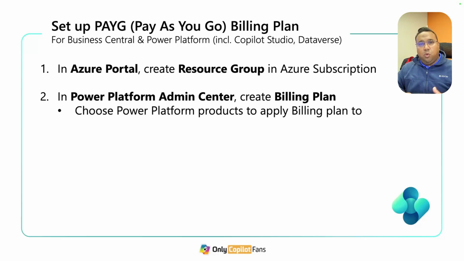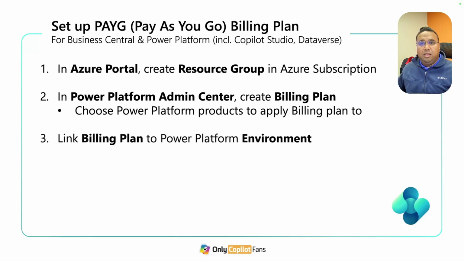It will also require us to choose which Power Platform products we're going to enable this billing plan for. At least Copilot Studio must be selected. You'll have other options like Power Apps, Power Automate, Dataverse. You can select those if you intend to use those as well. Then we're going to link this billing plan to one or more environments in Power Platform.